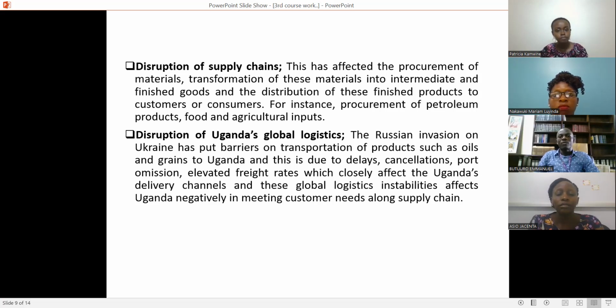We also have global logistics that has been disrupted, especially Uganda's, whereby logistics is the process of planning and executing the best transportation mode of goods. Those have been disrupted right from the border where we pick our goods as we import them from the other countries to Uganda.